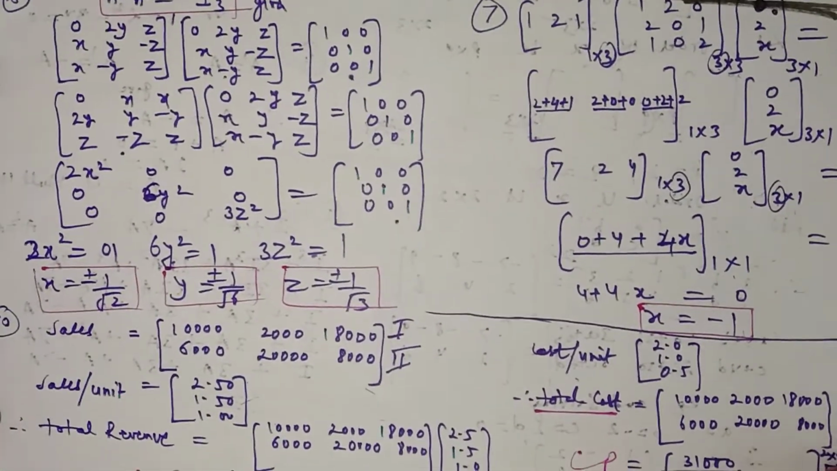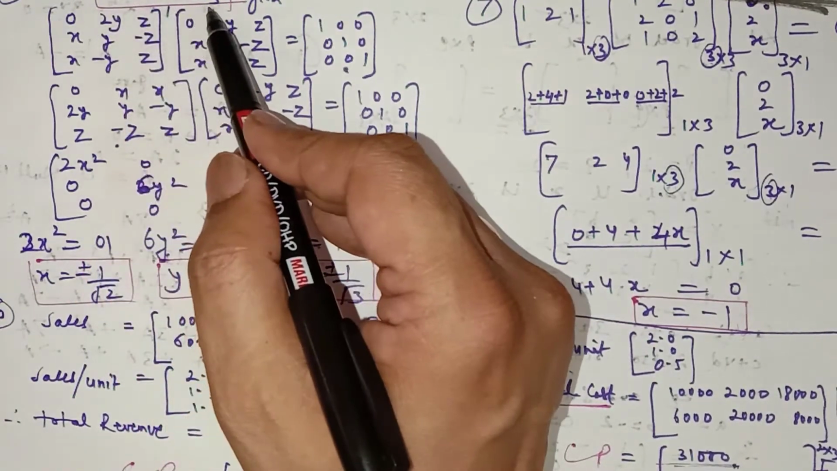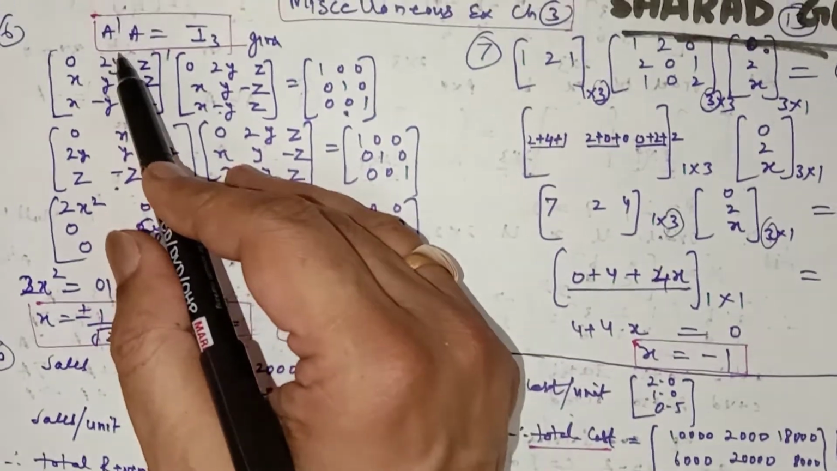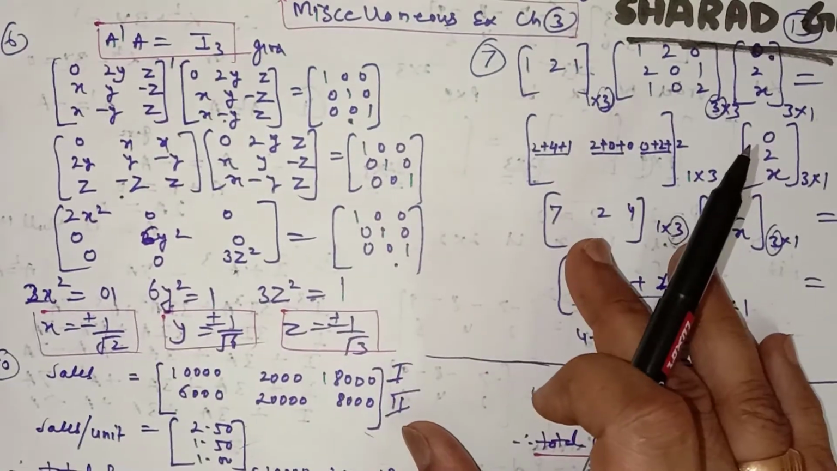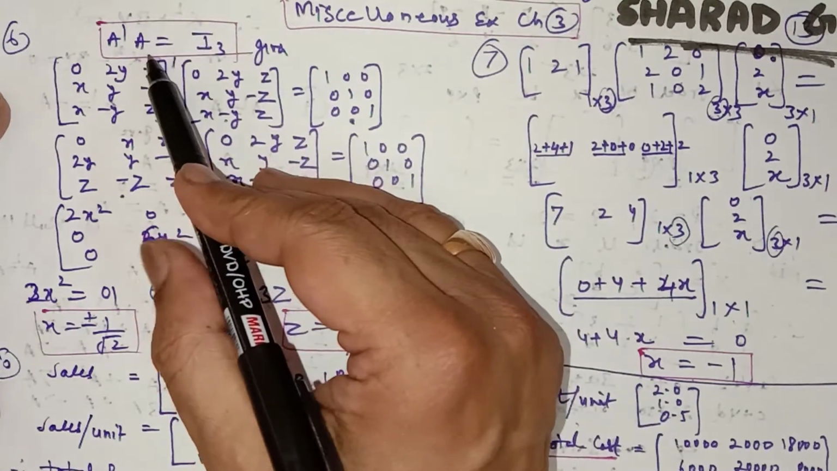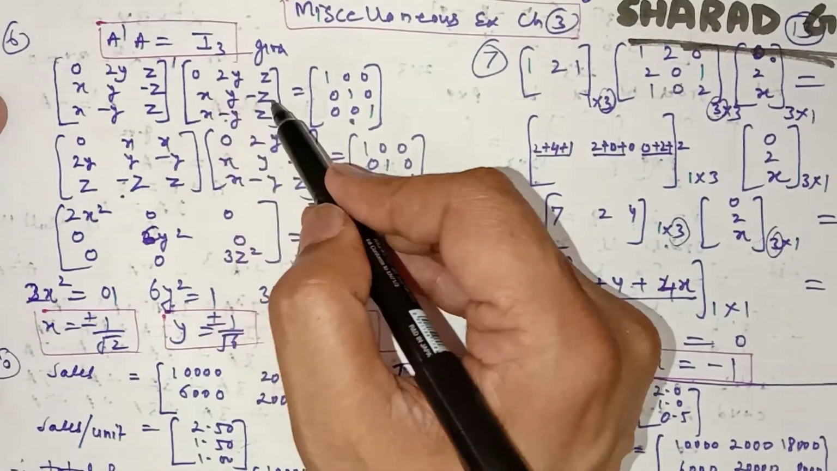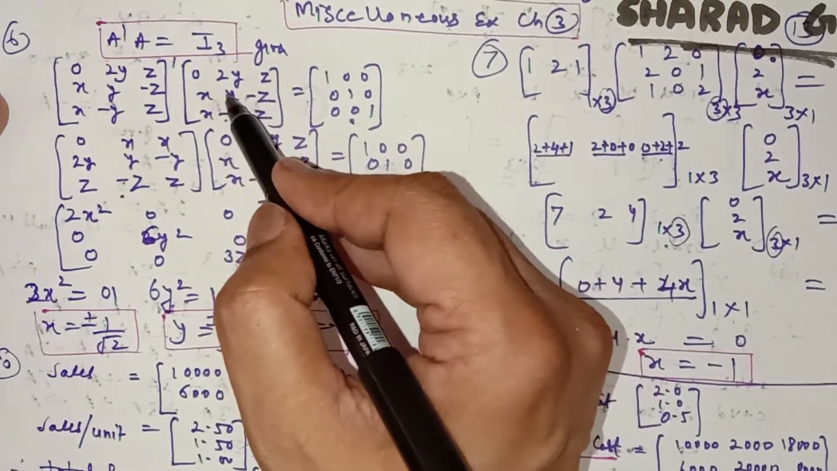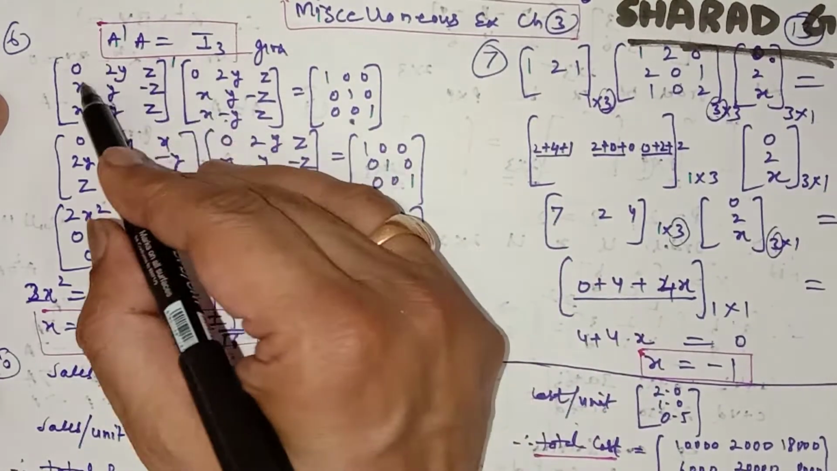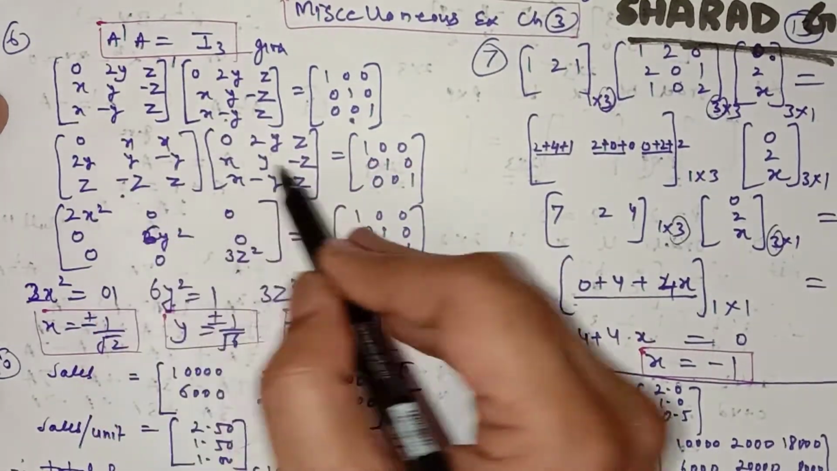Now in question number 6, it is given that A transpose into A is equal to I3, that is, the product of a matrix and its transpose is equal to the identity matrix. Then you have to find the value of x, y, z. The matrix A is given as 0, 2y, z; x, y, minus z; x, minus y, z, see your book carefully. To make the transpose of this matrix, I get this, and I have to multiply these two.